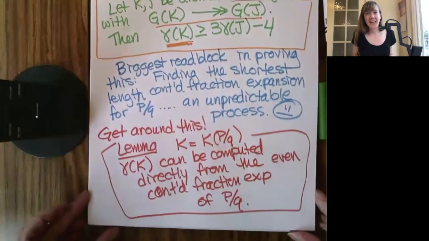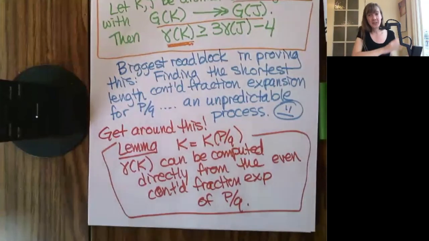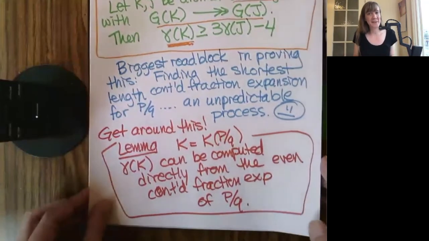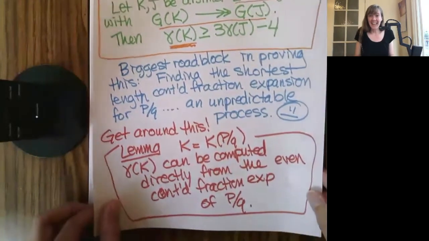All right, so once we have this, it's basically like you're in the roller coaster and you've gotten to the top of the hill. It's all downhill from there. Things work out a lot better once we were able to get around the roadblock. Okay, so let me indicate that for you now.